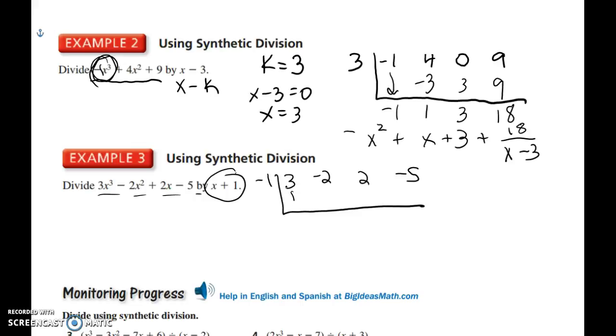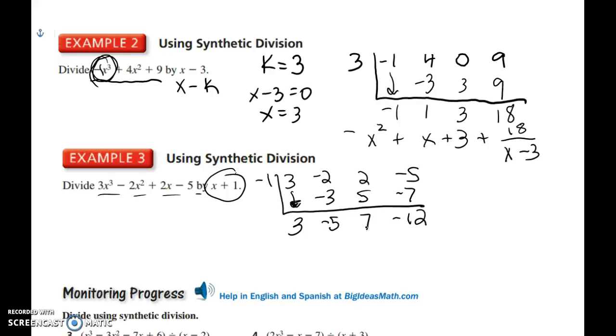Let's begin. Carry the first number down. Bring the 3 down. Then multiply to write the next number up. -1 times 3 is -3. Add down. -2 plus -3 is -5. Multiply up. -1 times -5 is +5. Add down. You get 7. Multiply up. -1 times 7 is -7. And then add down to get -12.